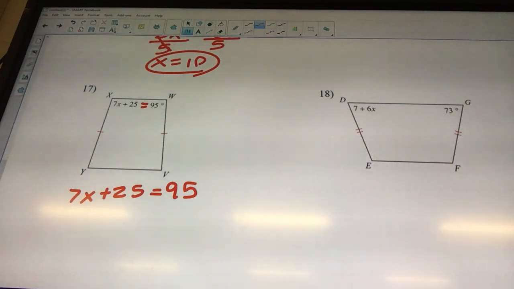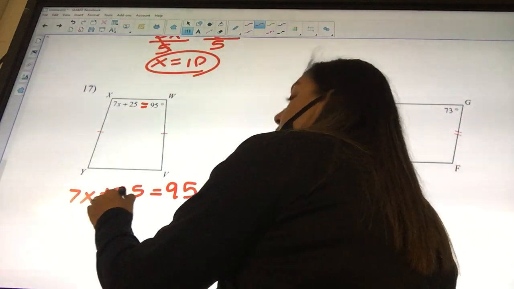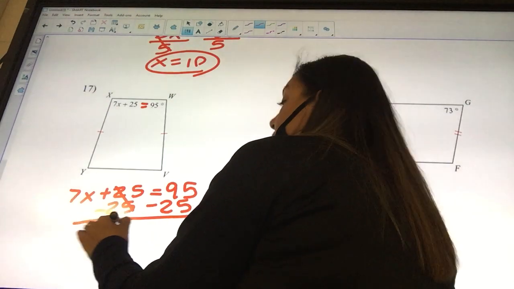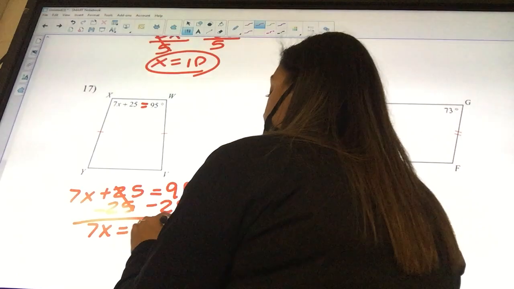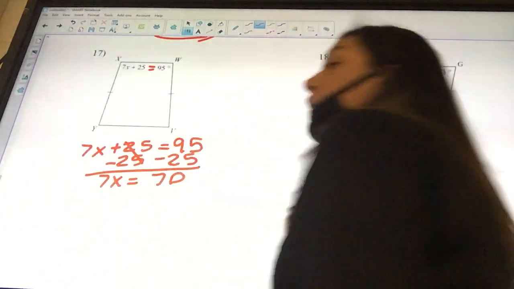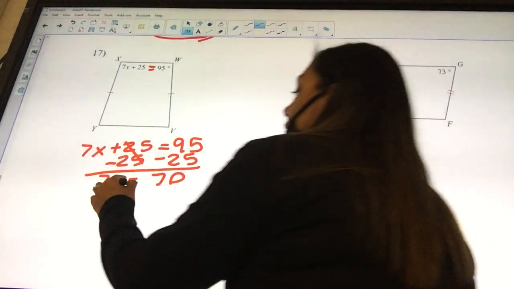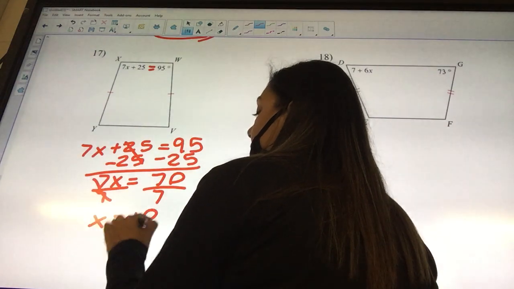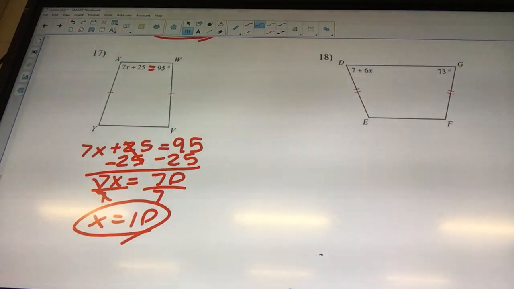Okay, and then what do we do? Subtract 25 from both sides. We say 7x equals 95 minus 25, which is 70. Okay, and then what's my next step? Divide. So 70 divided by 7 is 10.